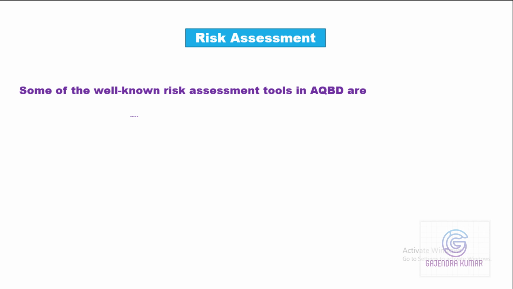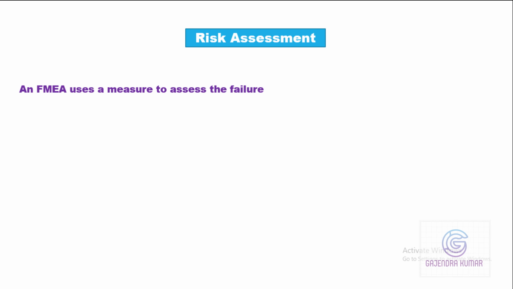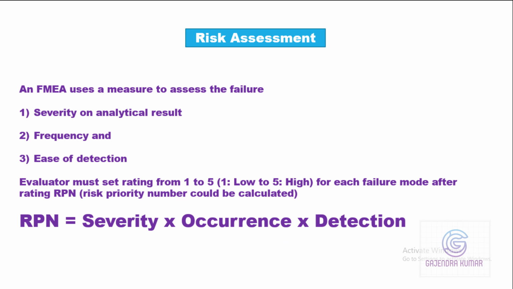The common or popular approaches to identify the risk are Ishikawa, also called a fishbone diagram, fault tree analysis, and the FMEA approach, that is failure mode effect analysis assessment. In FMEA, you will calculate the risk based on the severity, probability, and detectability. So you need to assign a rating to each of these parameters on a scale of 1 to 5. After assigning the rating, you need to calculate the risk priority number by multiplying the severity, occurrence and detection. Now you understand the principles of the QRM.